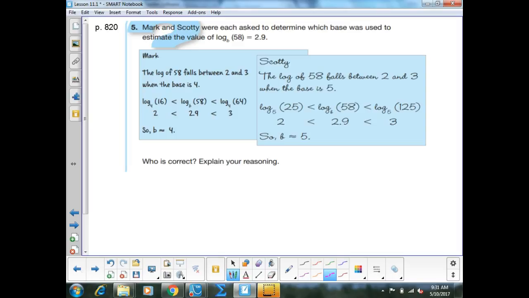Mark is right. Why is Mark right? Because 58 is a heck of a lot closer to 64 than 58 is to 25, or 125. What did I say? You said 25. But I meant 125? Yeah. If it was 125, then it wouldn't be 2.9.